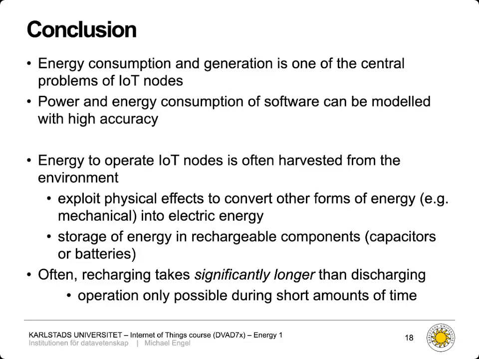We've also seen that recharging often takes significantly longer, orders of magnitude longer than the discharging. So we have to live with the fact that for very many applications using energy harvesting, only very little energy is available for performing our actual task, maybe a couple of seconds, maybe even less. So we have to build our applications so that they can cope with this. This was our first lecture on energy, about energy modeling and energy harvesting, and we'll discuss more details on energy optimization and intermittent computing in the upcoming two lectures.